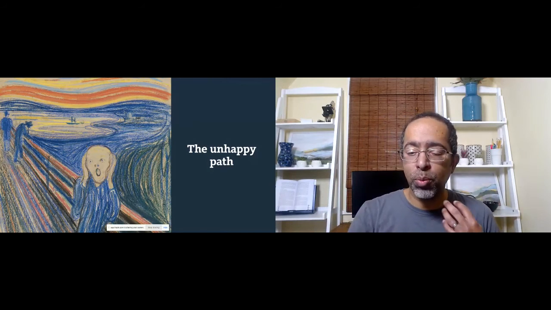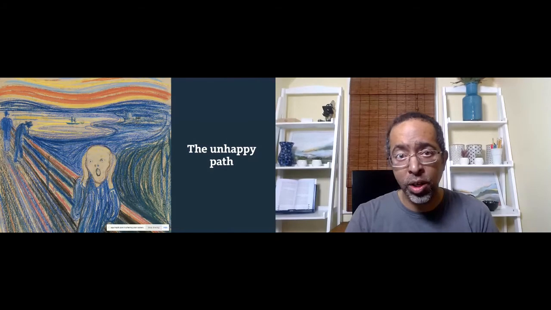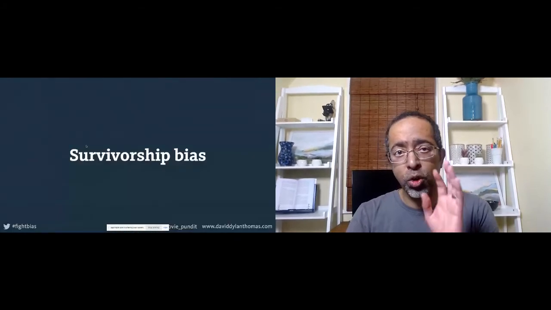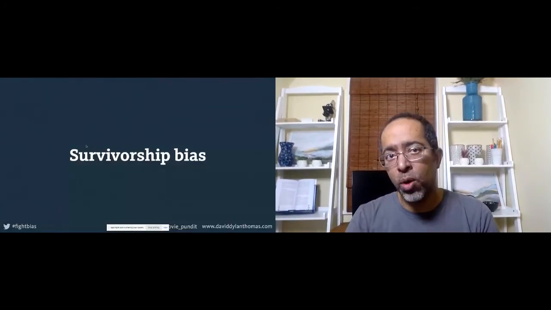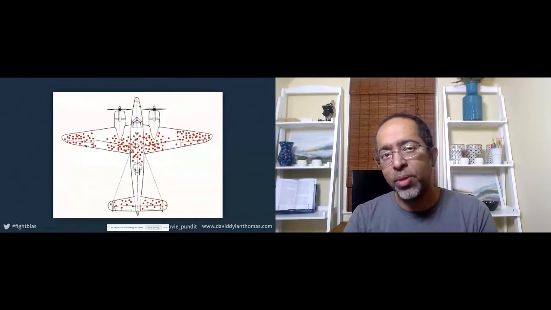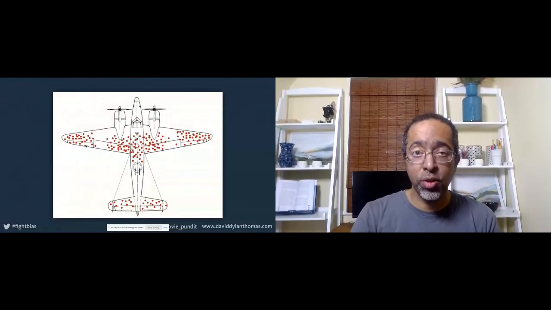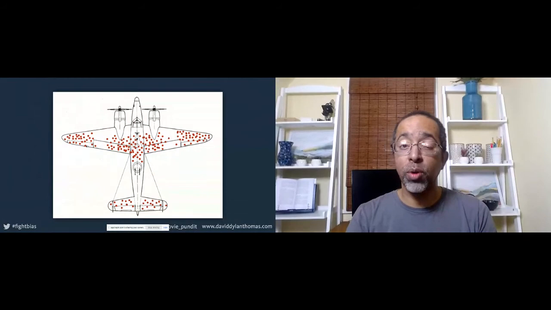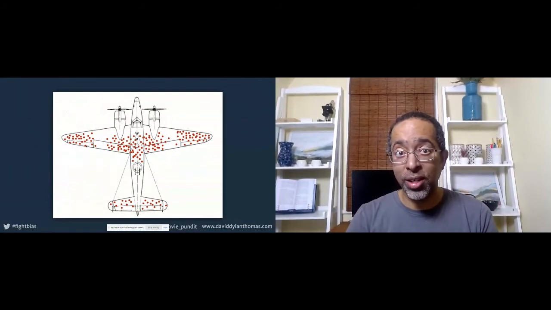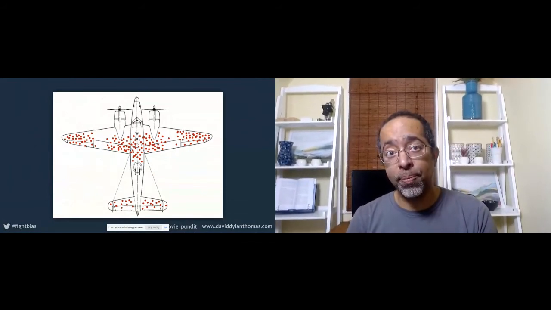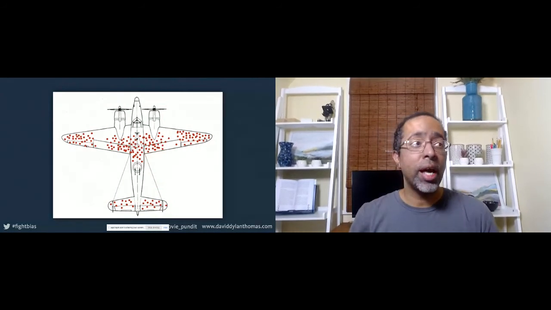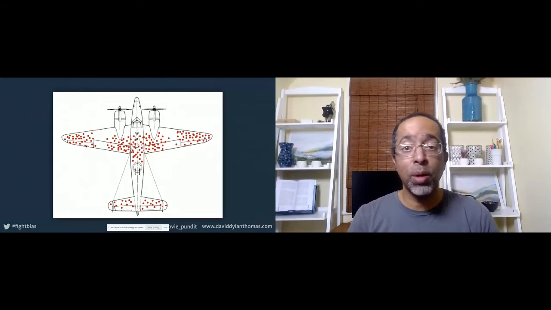Part of the reason we have a problem with the unhappy path is survivorship bias. So you can see this play out in the story of Abraham Wald. Abraham Wald is a brilliant mathematician living in Austria in the 1930s. Unfortunately, he was also a Jew living in Austria in the 1930s, and he had to get out before Hitler got in. And he did. He made it to the States. And when he was there, he was asked to help out with the war effort.